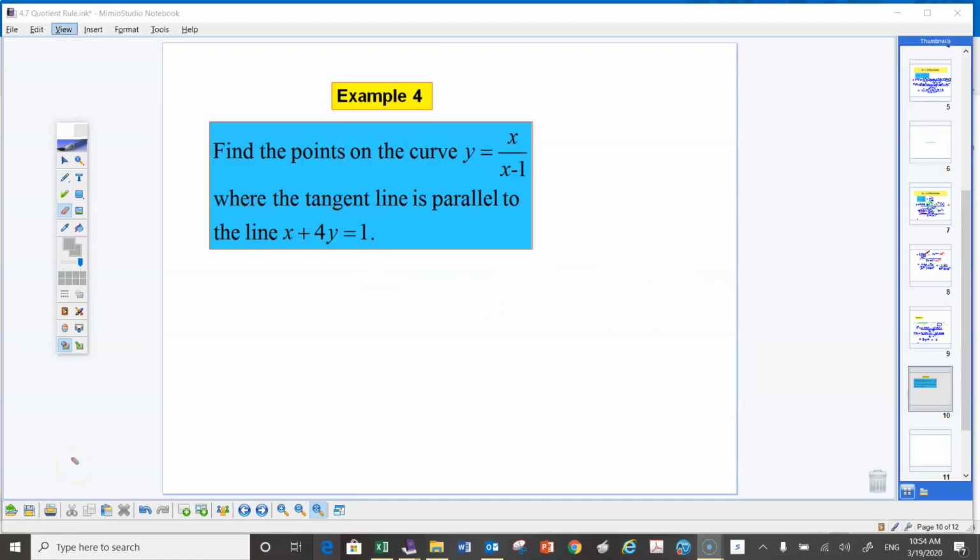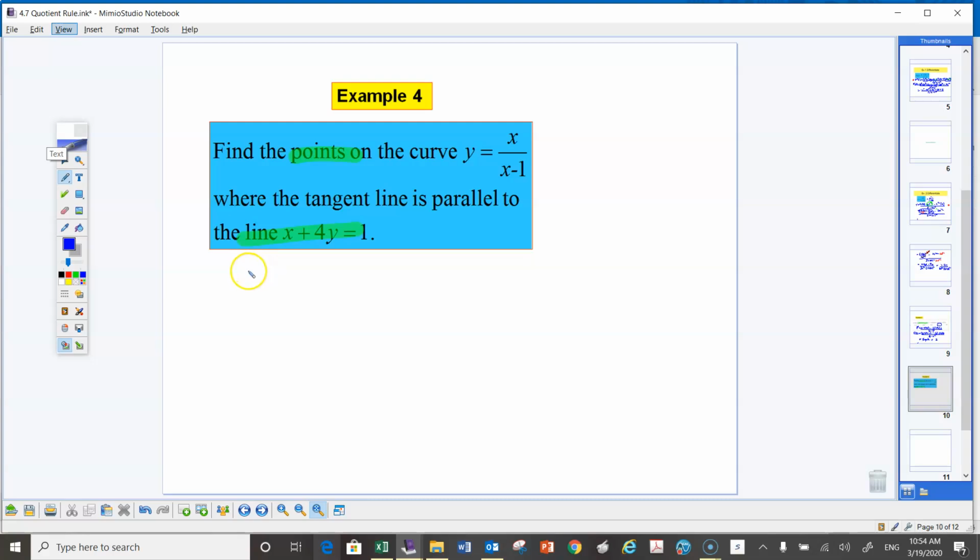In our next example, we're asked to find points on the curve y equals x divided by x minus 1 where the tangent line is parallel to the line x plus 4y equals 1. We said earlier, anytime we're asked to find points where tangent lines are parallel to something, anytime we're looking for points, we must be given the slope. So the slope is disguised inside this line, x plus 4y equals 1.